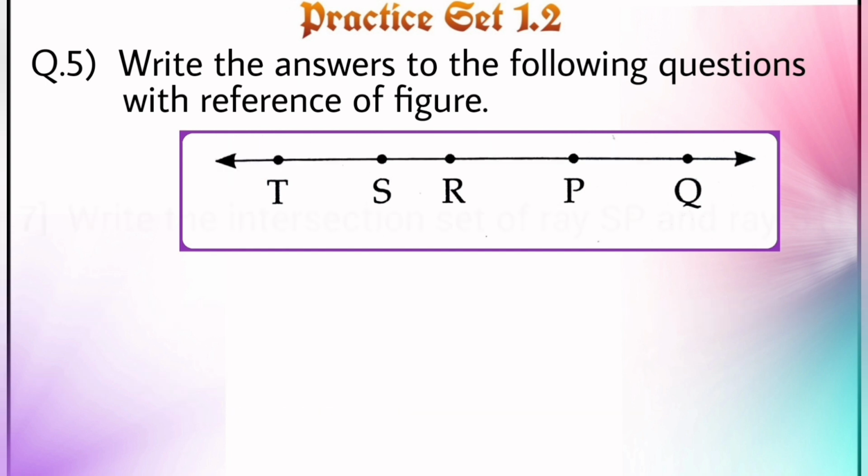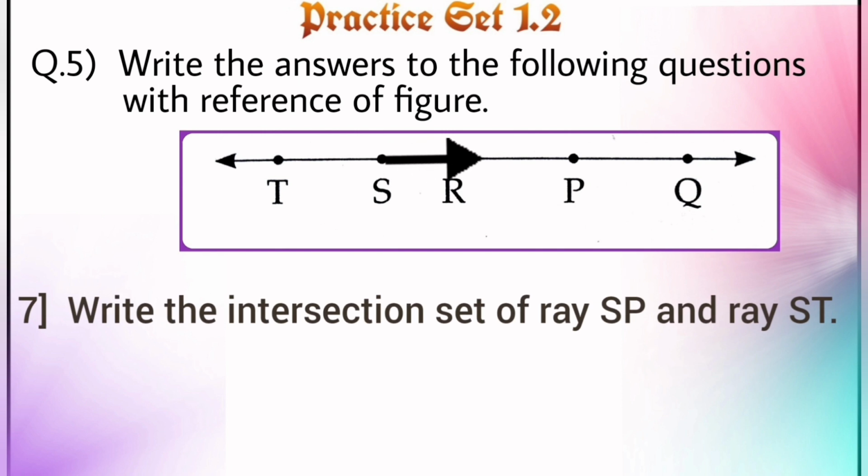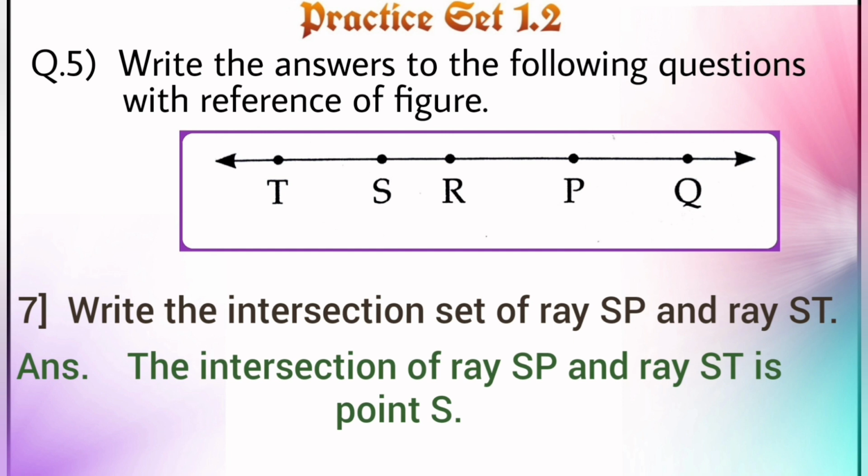Seventh one, write the intersection set of ray SP and ray ST. Here we have to find the intersection between SP and ST. The intersection of ray SP and ray ST is point S, because there is nothing common between them except a point, that is point S, because both of them are directing opposite to each other. That's why the common part between them is only point S.